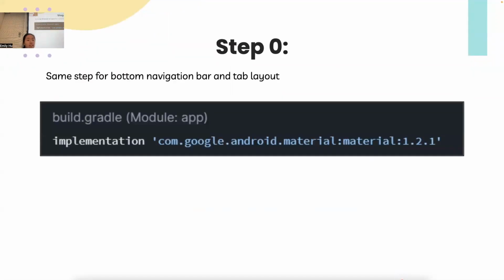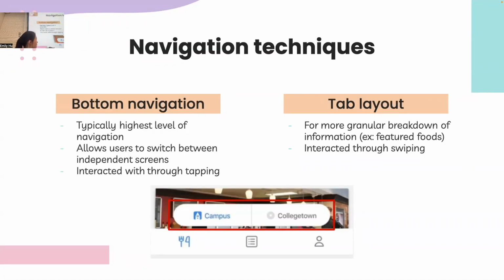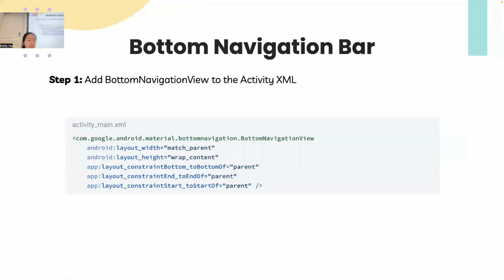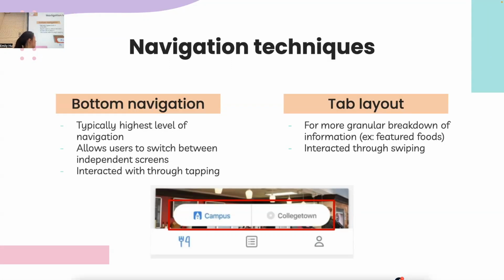So in order to create the bottom navigation bar and the tab layout, the first step is to actually implement this material library. And this just helps to draw it out, and it'll handle the different button clicks too. And then in terms of the bottom navigation bar, our first step is to add a bottom navigation view to the activity XML. That just gives it that space, and it can turn it into a different background color. Like if you wanted a white bar, then it would set that.